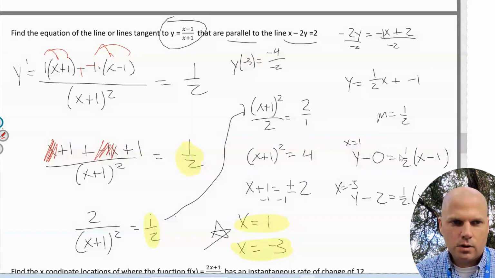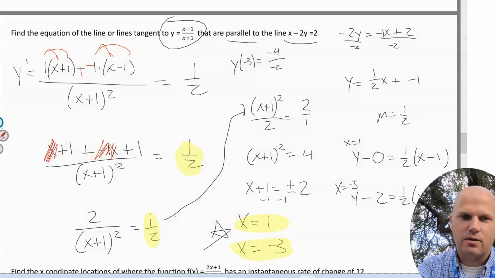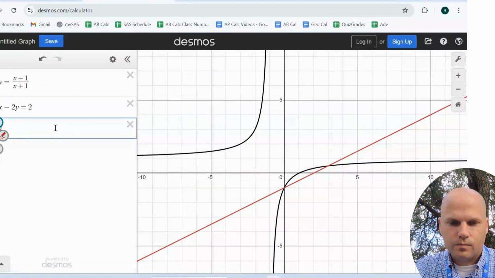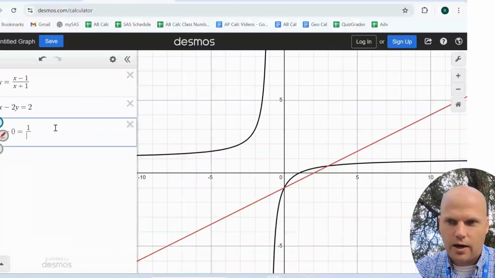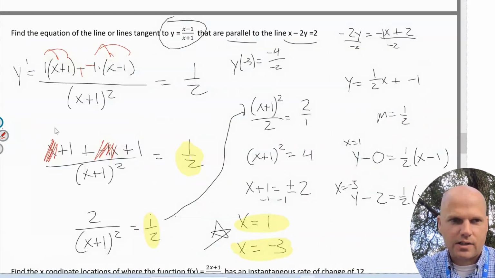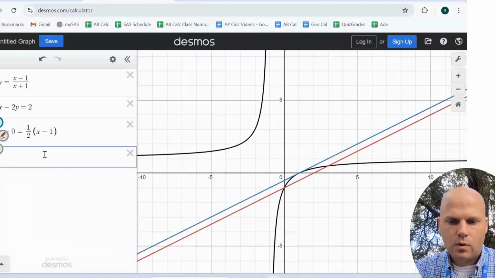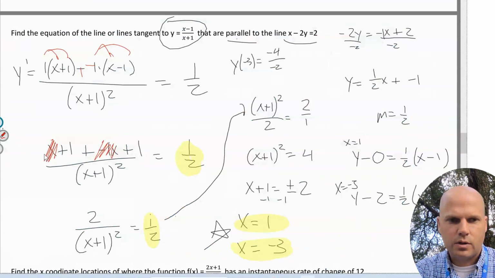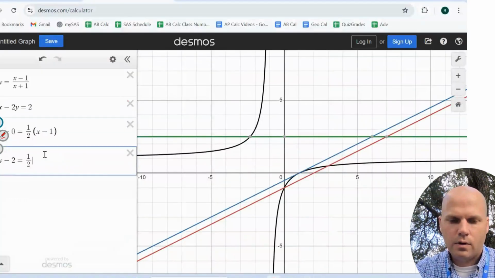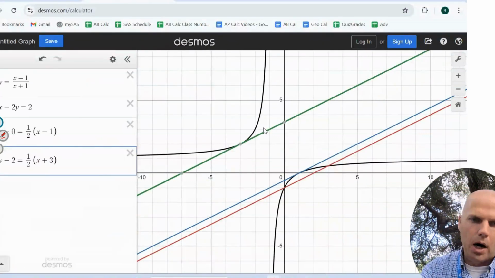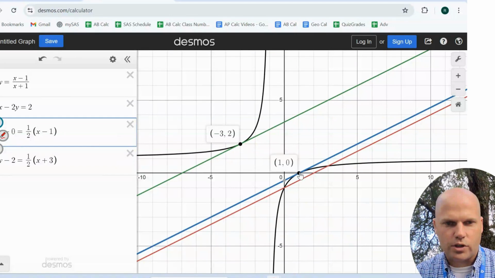Just a fun equation. Remember, this half is how quickly the function is changing at this x value. It's telling me how much we're increasing. Y minus 0 equals a half x minus 1. Boom. Beautiful. And then we have y minus 2 equals a half x plus 3. It's just gorgeous.